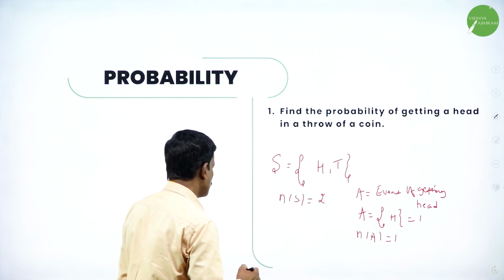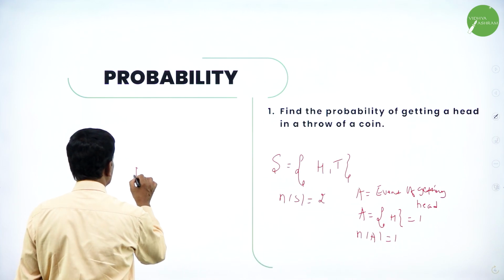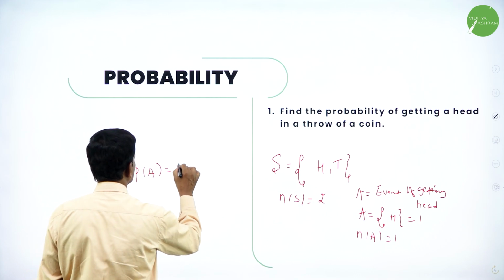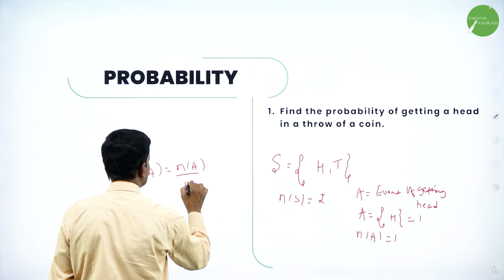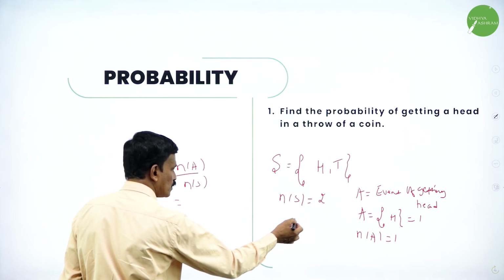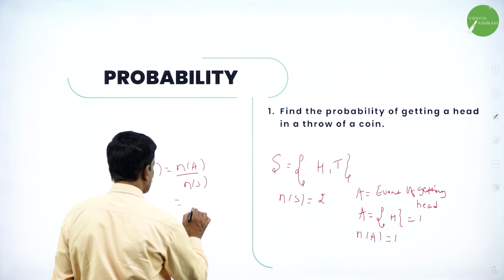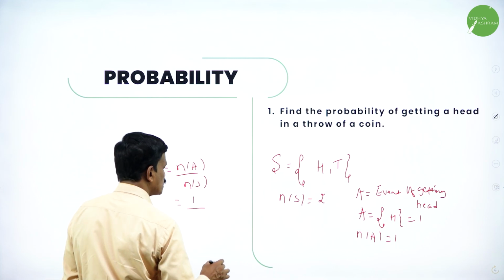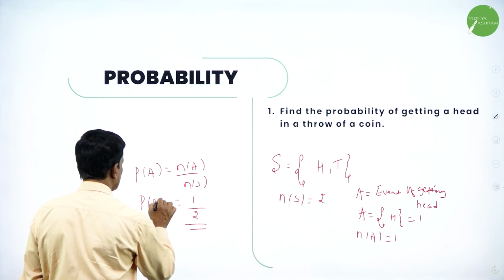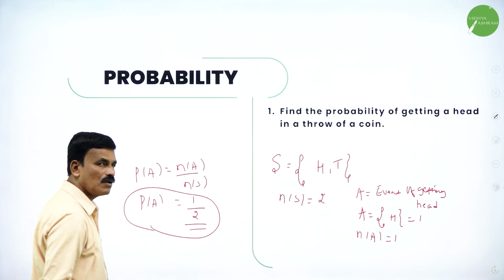Now what is the probability of getting a head? Therefore the probability of getting a head, P of A, is equal to N of A divided by N of S. N of A is the number of possibilities of getting a head, which is 1, and the number of elements in the sample space is 2. So the probability of the event A, getting a head, is 1 by 2.